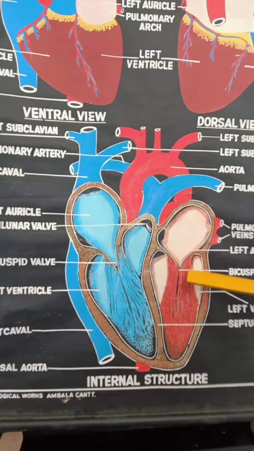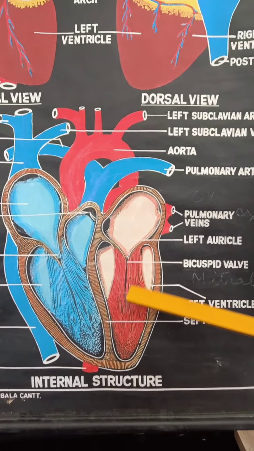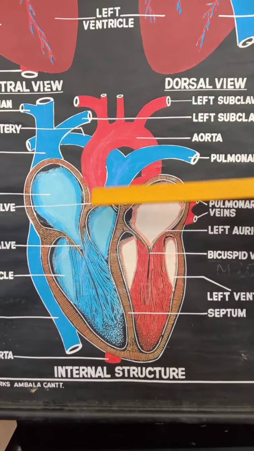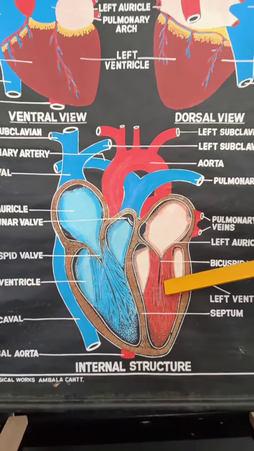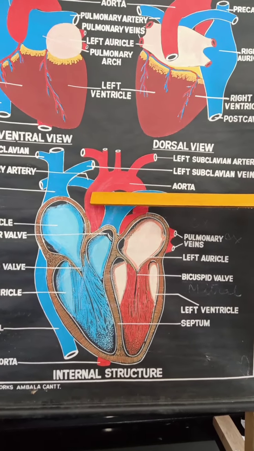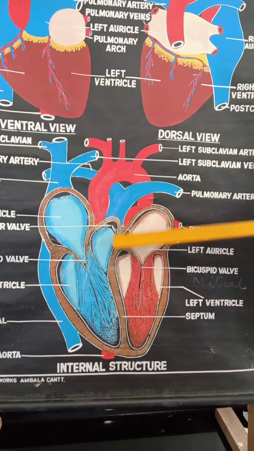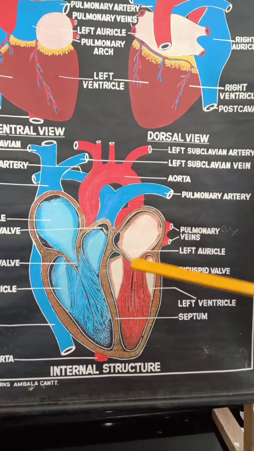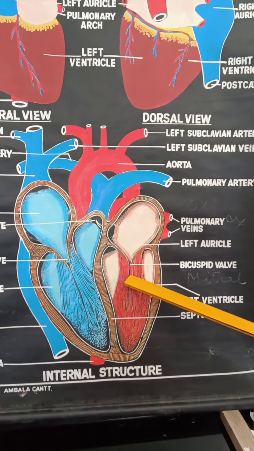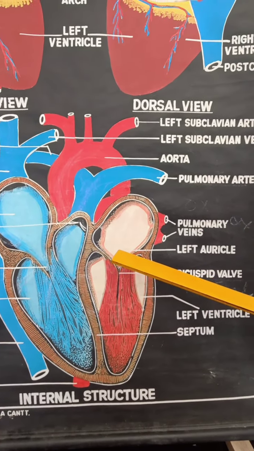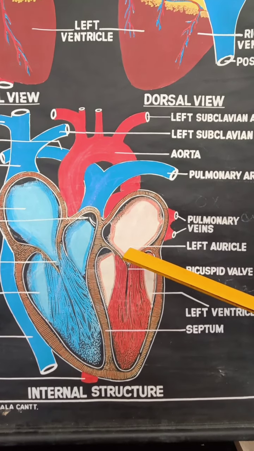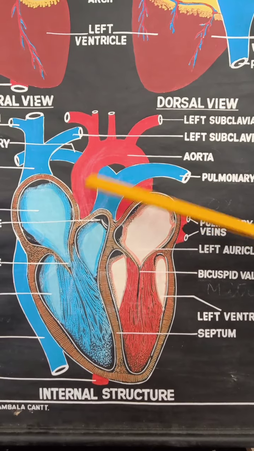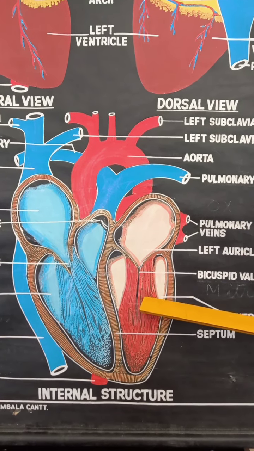Another set of valves is present at the opening of the left ventricle into the aorta. The opening of the left ventricle into the aorta is managed by again a set of 3 valves, which are known as the aortic semilunar valve.